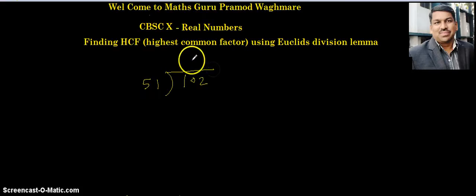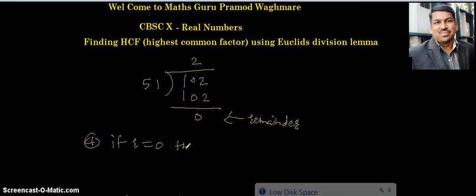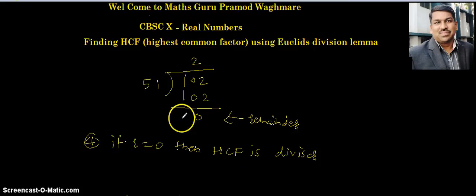We know that 51 2s are 102. Okay. So we get remainder as 0. This is the remainder and it is 0. And we know that if the remainder is 0, if R is 0, then SCF is divisor. This is the most important step. If the remainder is 0, then SCF is divisor.